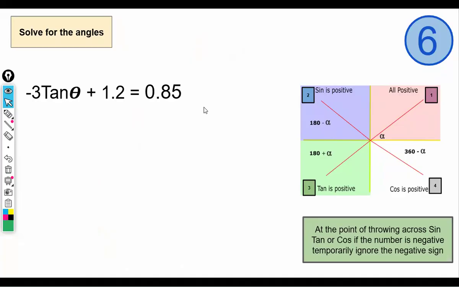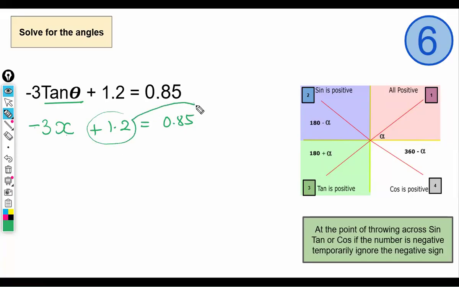So this question, you can't make the call as yet. You can't determine whether this is a positive tan question or a negative tan question as yet. Think of it like this. I know this tan theta does make things look complicated. But if it was like this, minus 3x, if I throw away the tan theta and replace it with x, and you wanted to solve for x, you would throw across the positive 1.2 first to get negative 1.2. And who would you throw across after? The minus 3, which is a secret multiply, to get a divide.